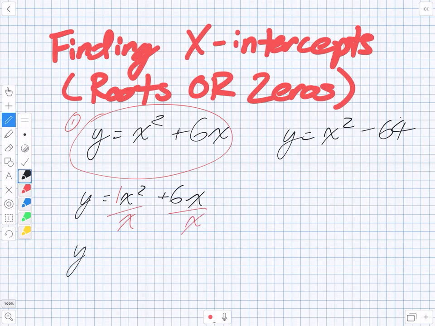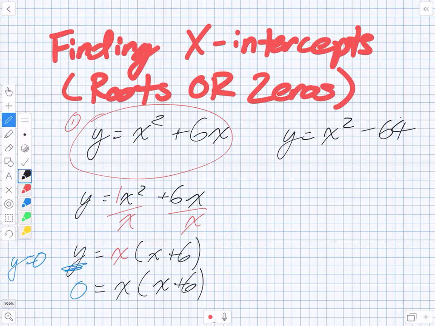So y is equal to, we'll take the common factor out. x squared divided by x leaves us with just x, and 6x divided by x leaves us with just 6. Wonderful. So we factored the equation, but we want to find the x-intercepts, roots, or zeros, whatever you want to call them. In order to do this, we have to set the y value to 0. So 0 is equal to x plus 6.